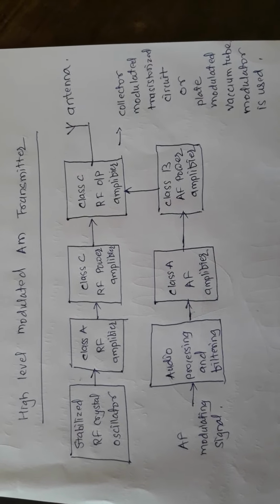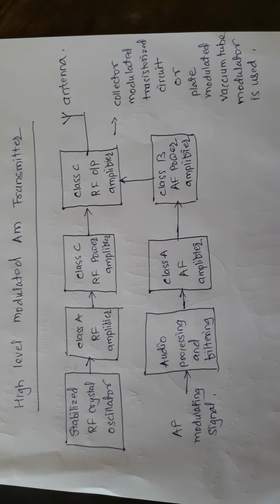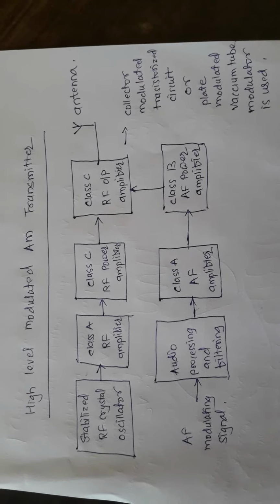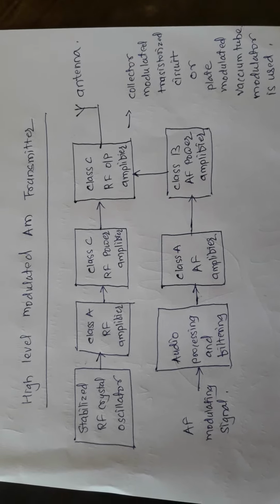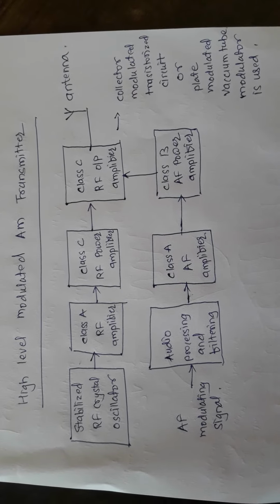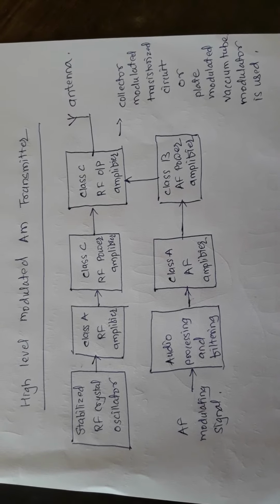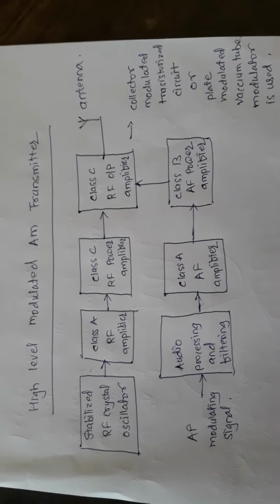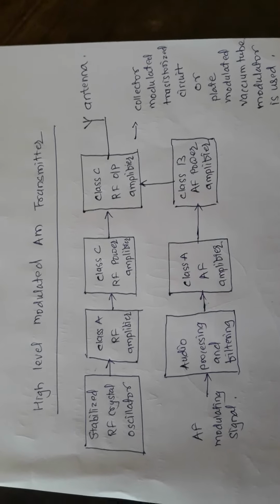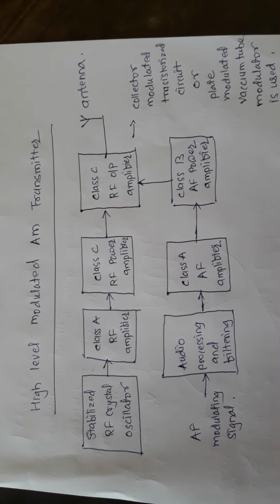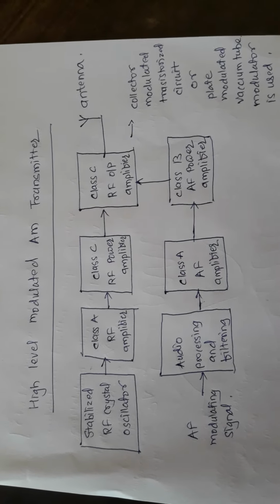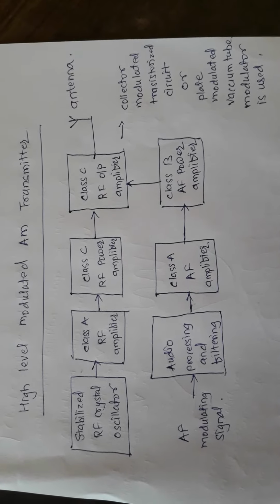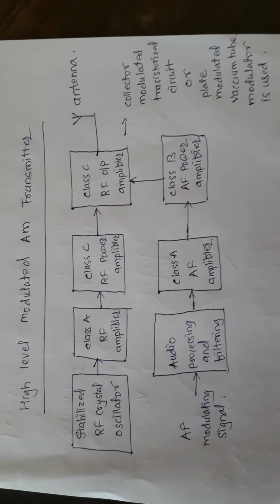So, dear students, today we are going to discuss a high-level modulated AM transmitter. In our previous lecture, we discussed the low-level modulated AM transmitter, where the modulation process takes place at low voltage levels. So what is the basic difference between low level modulation and high level modulation? In high level modulation, the power levels of both the carrier signal and the modulating signal are raised very high before the modulation process.